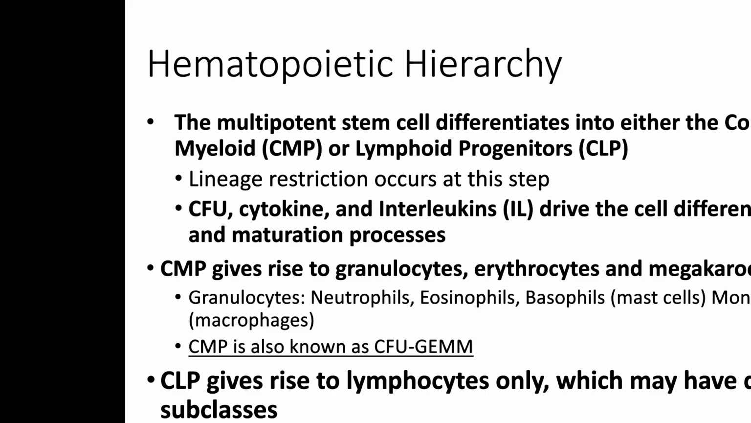Myeloids will always give rise to granulocytes, erythrocytes, and megakaryocytes. Granulocytes are made up of white cells such as the neutrophils, eosinophils, basophils, and monocytes. And the common lymphoid progenitors will only give rise to lymphocytes, which have the subclasses T lymphocytes, B lymphocytes, and natural killers.